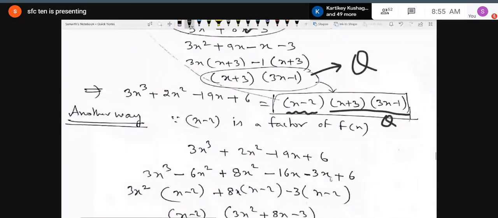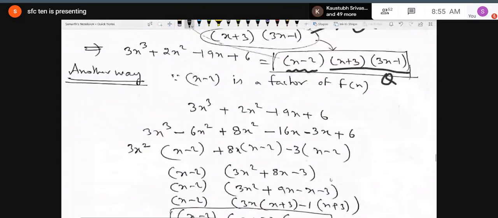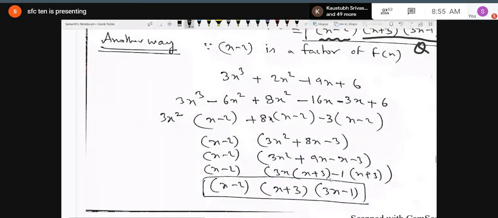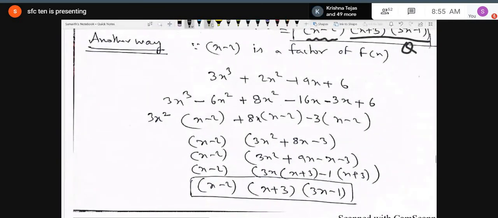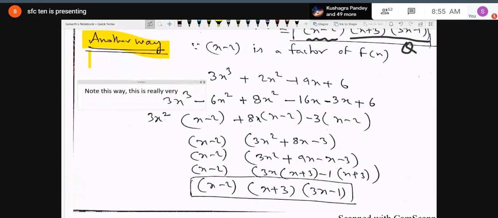Now there is one more way, in case after finding x minus 2 as one of the factors, you don't know how to divide completely. Division, sometimes boys are not aware. So you can apply one more logic. What is the given expression, a rational integral function, 3x cube plus 2x square minus 19x plus 6. What is the maximum degree of the variable? 3x cube. Cube means it is a cubic equation.